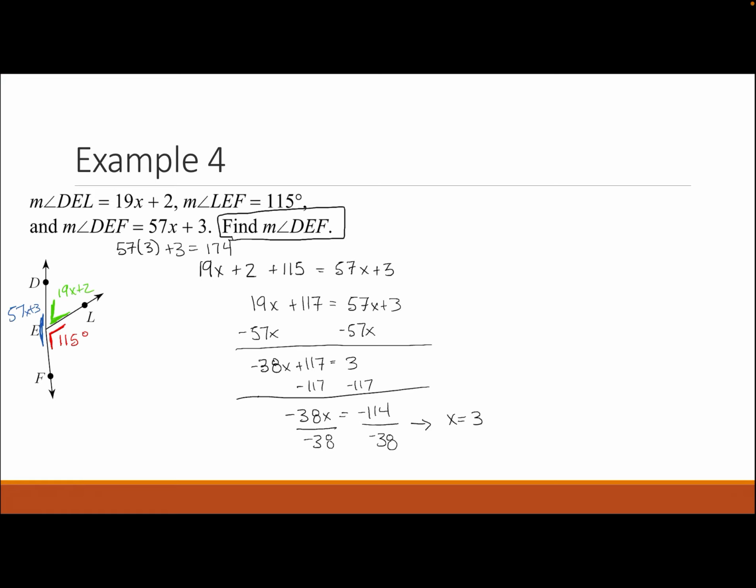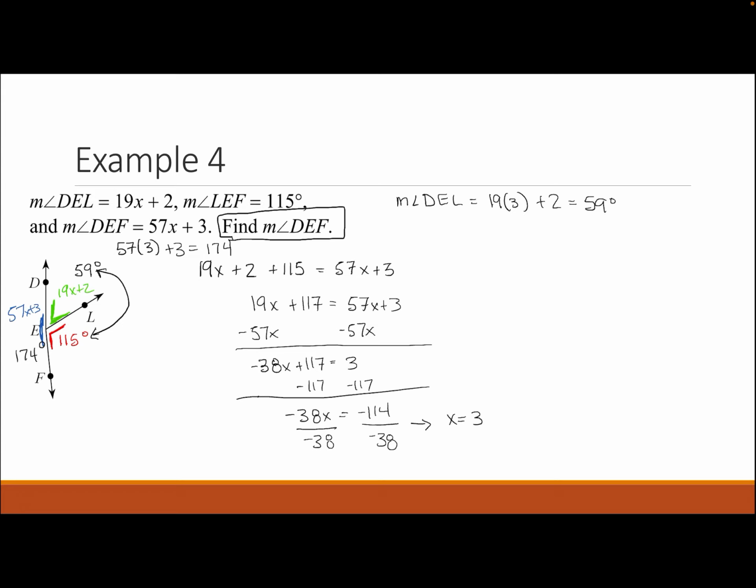If we find the measure of angle DEL, the measure of angle DEL is going to equal 19 times 3 plus 2, which equals 59 degrees. So let's go back and pencil in those values. We know that value is 59. And we got DEF to be 174. So a quick check is just to add the 59 and 115, and if we get 174, our work is correct. And that's exactly what we get, so we know our work is correct.